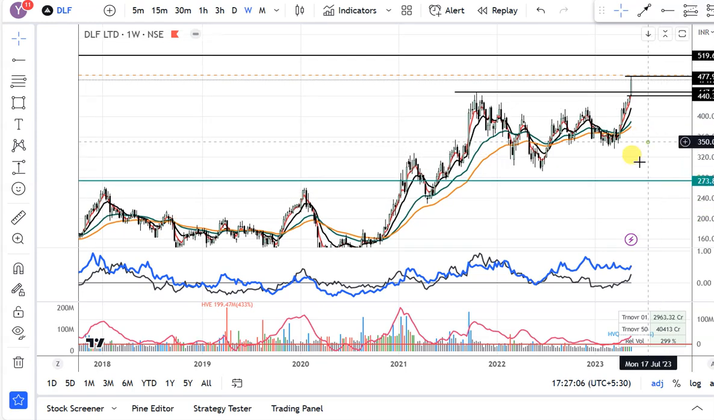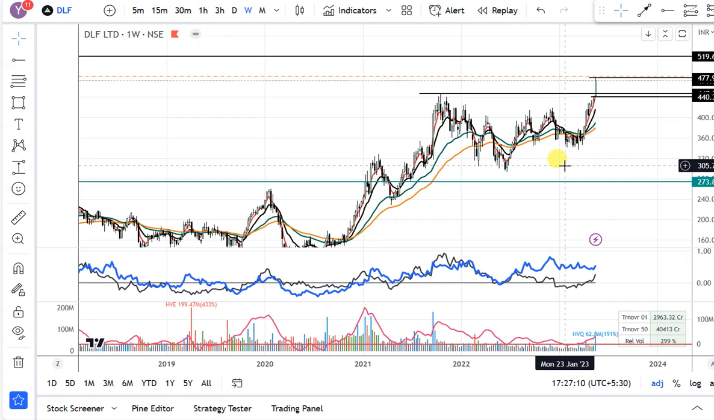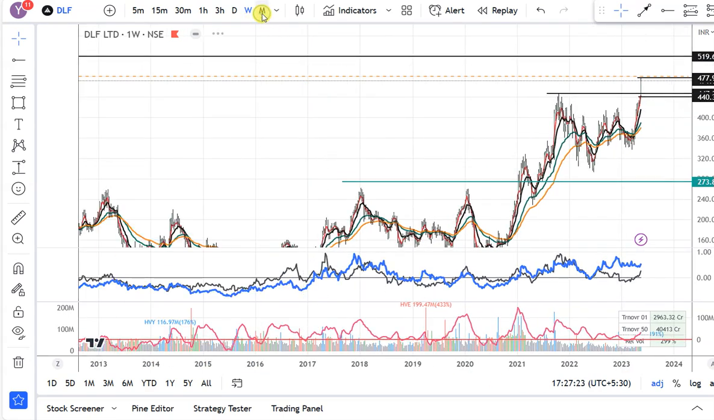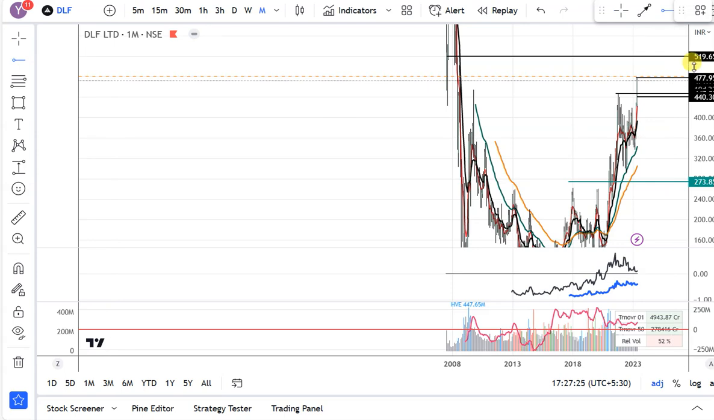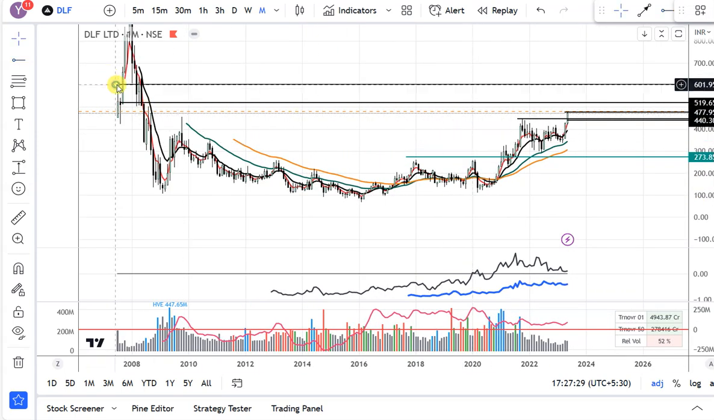The weak area is 440, and immediately it can try to rally near 520. If 520 is also breached, the second area it can reach is near 600 rupees. So this is a very good setup that I see. DLF is again on our radar for the next 2 weeks.